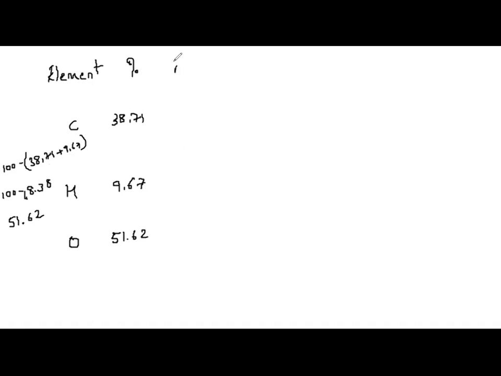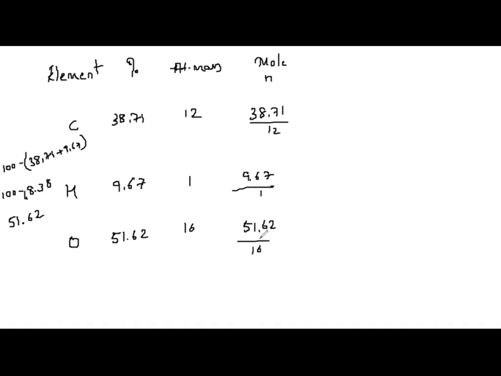Okay. What are the atomic masses? Atomic mass of carbon is 12, hydrogen is 1, oxygen is 16. So let us find the number of moles. Given mass upon molar mass, 38.71 by 12, 9.67 by 1, 51.62 by 16. And this comes out to 3.22. This is 9.67. And this also comes around 3.22.